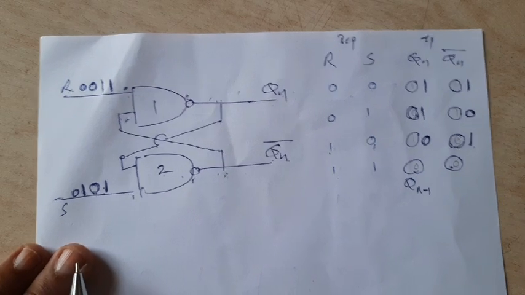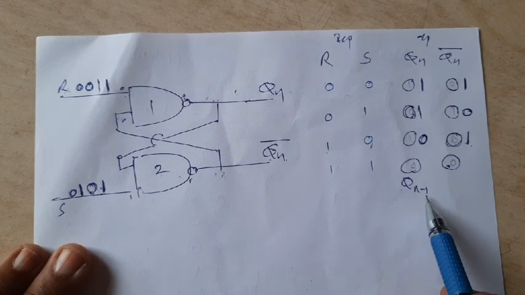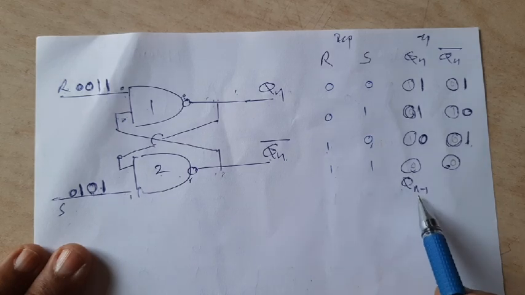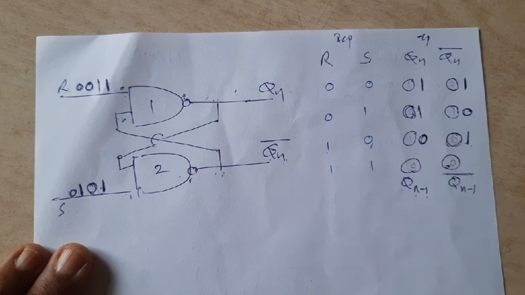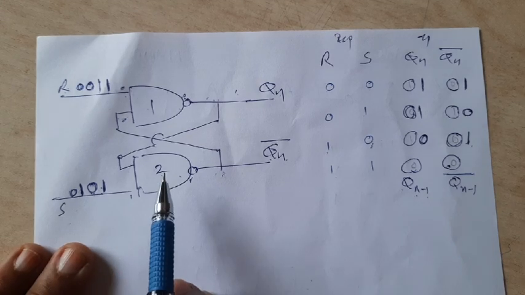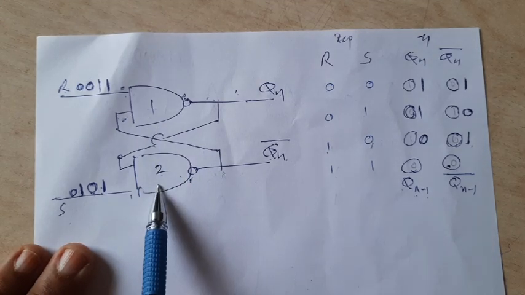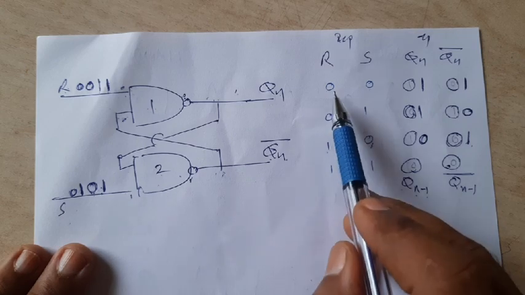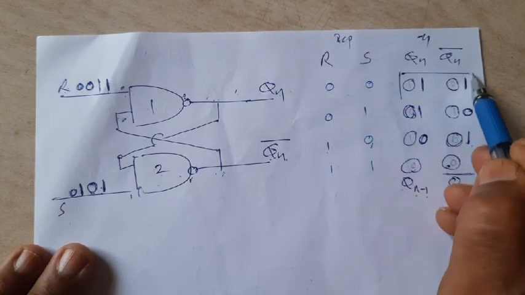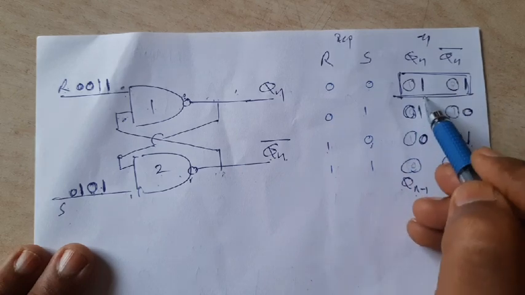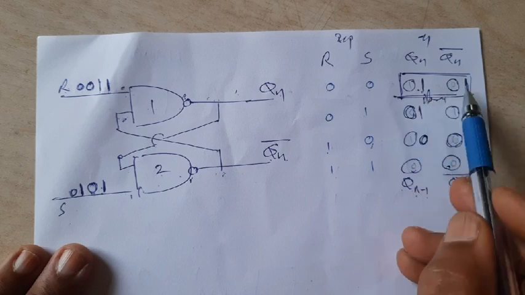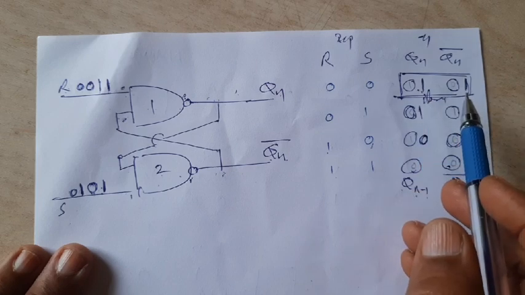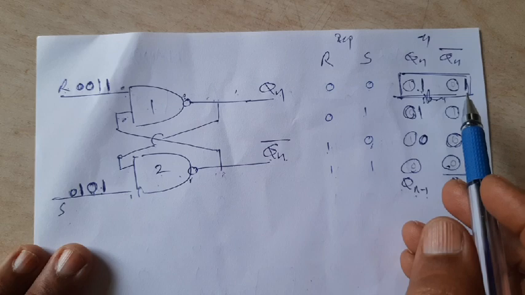So how can I represent it? I will have to mention it as Qn minus 1, that is the previous state output, and this is Qn minus 1 bar. It remains as it is. So, in case of the RS flip-flop using NAND gate, 0 0 state is said to be illegal or invalid. Correct? This is an illegal state, invalid state. Why? Because both the outputs are the same and it is against the definition of our flip-flop. Output should be the complement of each other, but it is not so.